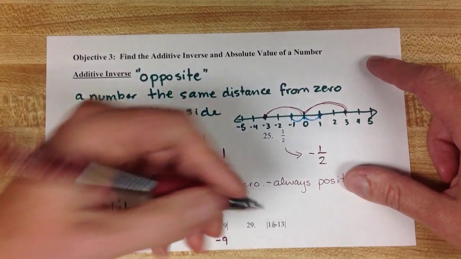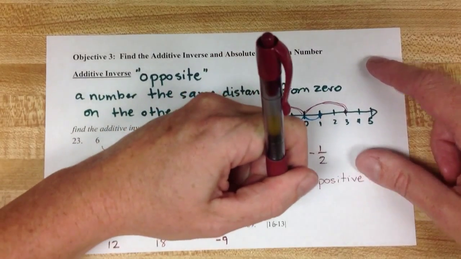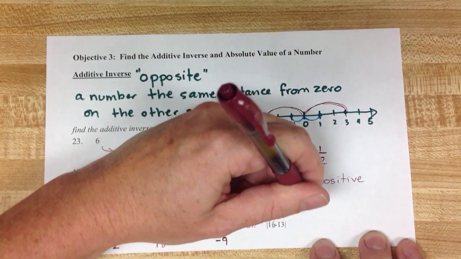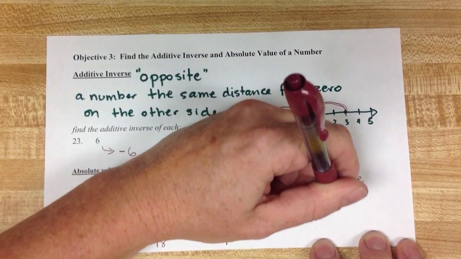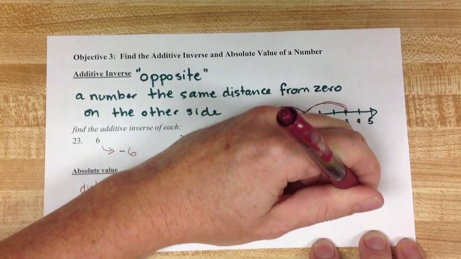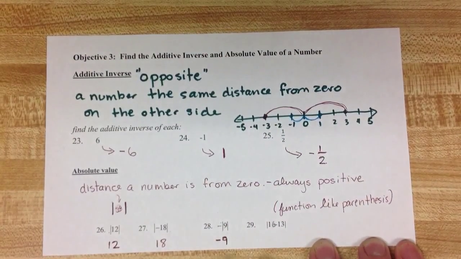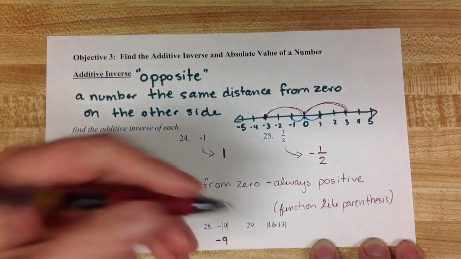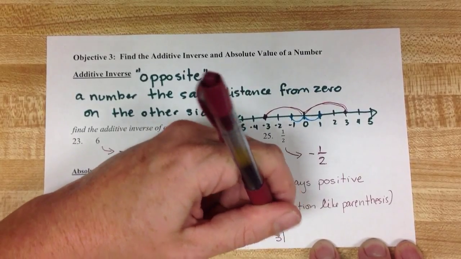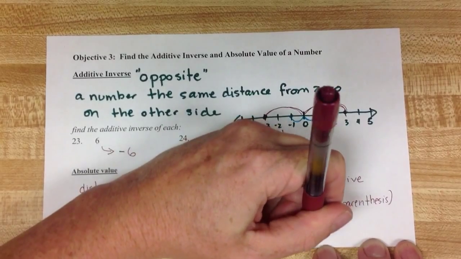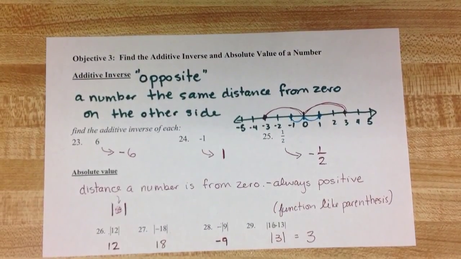And in this last problem, the absolute value bars actually function like parentheses. Remember in order of operations? So we're going to do the math that's inside here first, and then find the absolute value of our answer. So we take 16 and subtract 13. That gives us 3. And the absolute value of 3, the distance that 3 is from 0, is still 3.